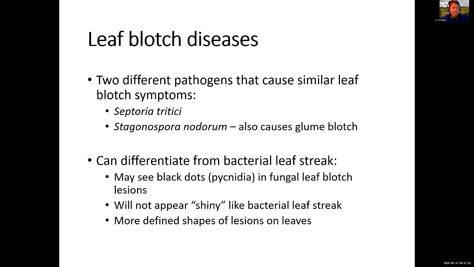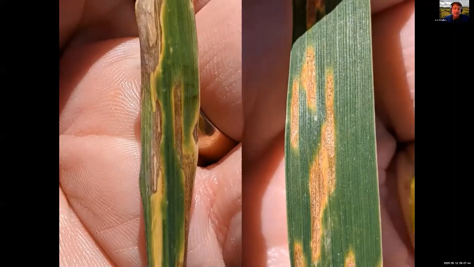In regards to being able to tell the difference between these diseases and bacterial leaf streak, with the shiny appearance that I just showed you with the bacterial leaf streak, you won't see that with the leaf blotch diseases. We may see a more defined lesion. We may see black dots within the lesion. Those are called pycnidia. That's a sign of the fungus. Just a couple of pictures here.